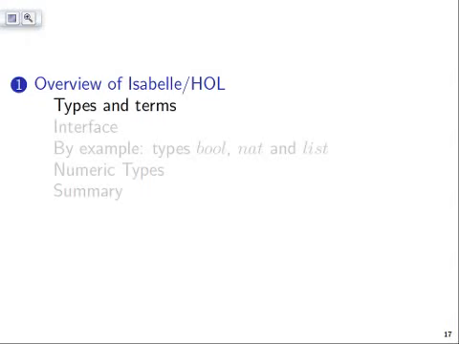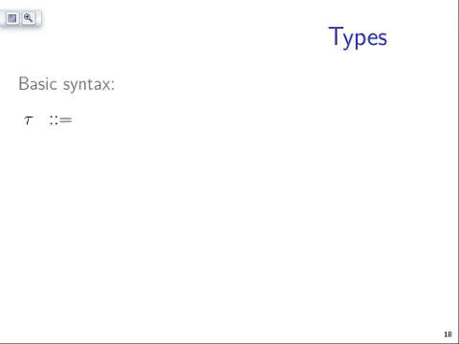So what are the types? Because it's a typed language, all the decent functional programming languages are typed, and the terms are the things that you write your formulas, your programs, your computations with. So what are the types? When you see a tau, you can always assume it's a type. So what's the basic syntax for types?